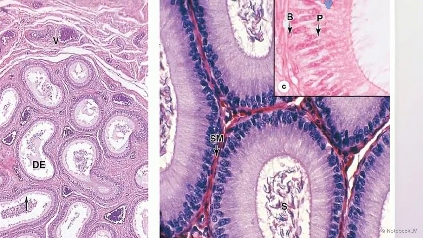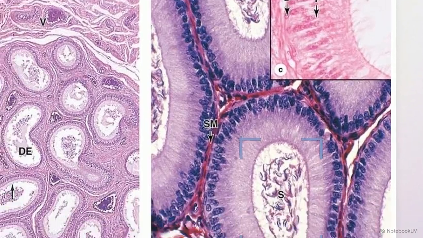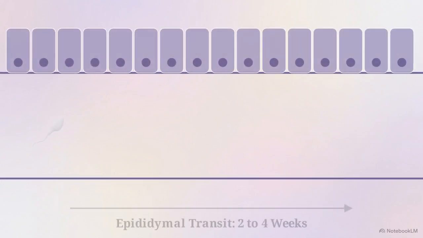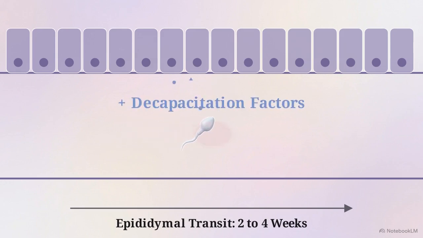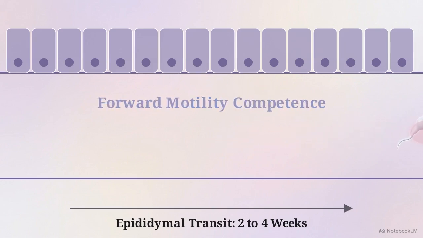This micrograph shows the epithelium shifting to a uniform pseudostratified columnar layer of tall principal cells. Their defining characteristic is the extremely long non-motile stereocilia projecting deeply into the lumen. Over the next 2 to 4 weeks in the epididymis, the sperm undergo critical biochemical maturation. The principal cells secrete lipids and glycoproteins, adding decapacitation factors to the sperm membrane to block premature fertilization, while simultaneously granting the gametes the competence for forward motility.